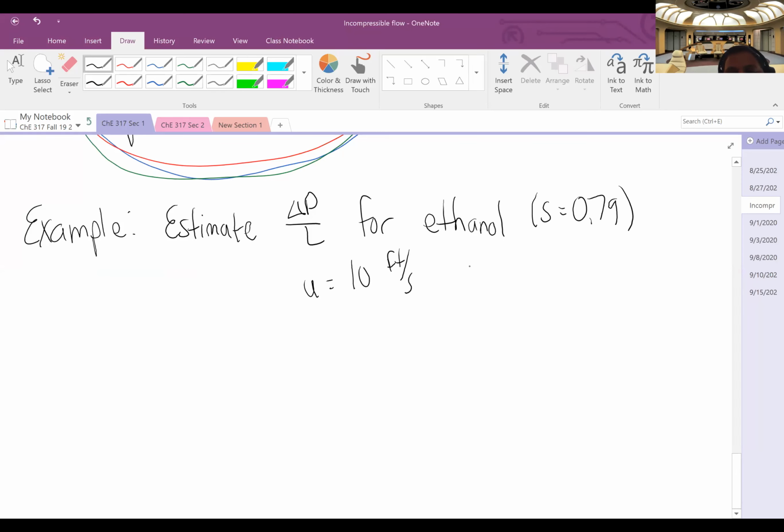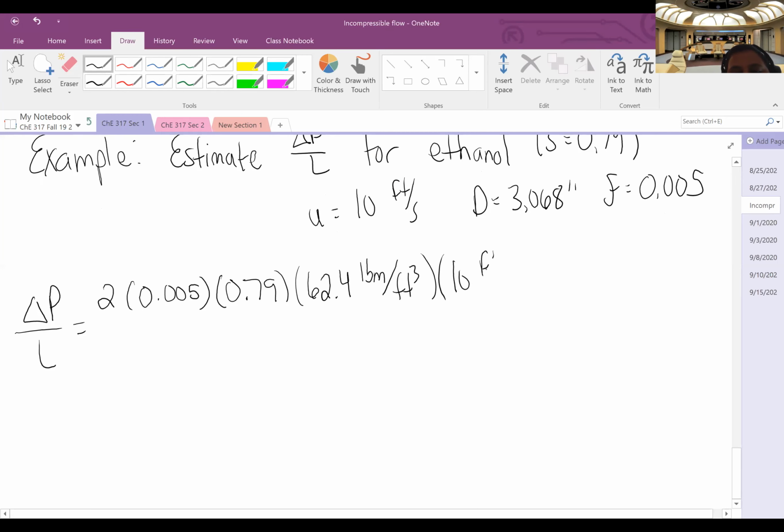So delta P over L is equal to 2 times 0.005. Now the friction factor is unitless, so keep that in mind when doing your calculations. Then we have our density, which is 0.79 times our reference fluid, which is going to be water, or a density of 62.4 pound mass per cubic feet, times velocity, 10 feet per second squared, divided by the diameter, 3.068 over 12 feet.